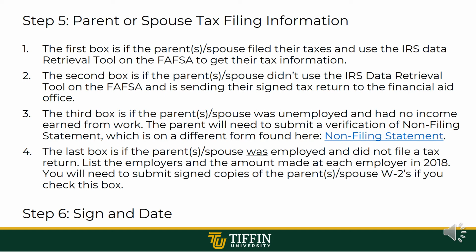Check the third box if the parent or spouse was unemployed and had no income earned from work. The parent will need to submit a verification of non-filing statement, which is on a different form found here. Check box 4 if the parent or spouse was employed and did not file a tax return. List the employers and the amount made at each employer. You will need to submit signed copies of the parent or spouse's W-2s. Lastly, Step 6, both parent and student need to sign and date.